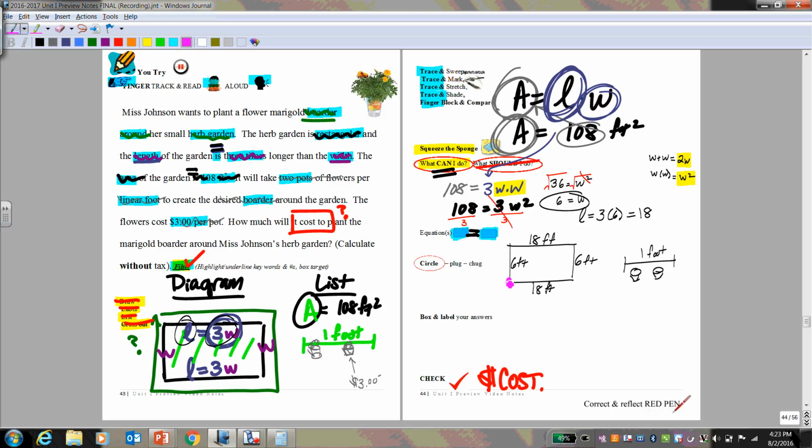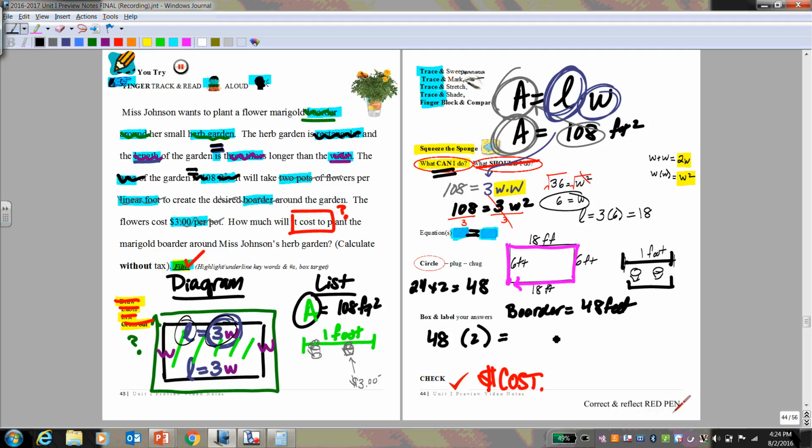Put your pencil there. We're going to add. Trace with me. 6 plus 18 plus 6 plus 18. 6 plus 18 is 24. 6 plus 18 is 24. 24 times 2 is 48 feet. So our perimeter, or our border, is 48 feet. For every 1 foot, we need 2 flower pots. So for every 48 feet, we need 2 flower pots. So we must purchase 2 times 48, 96 flowers.